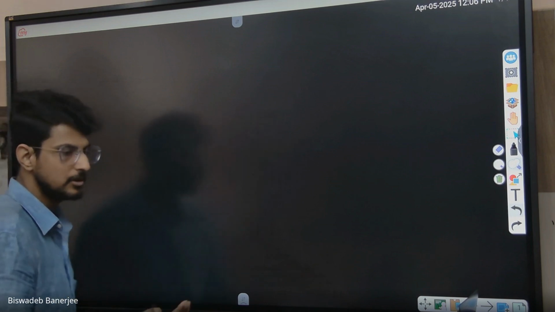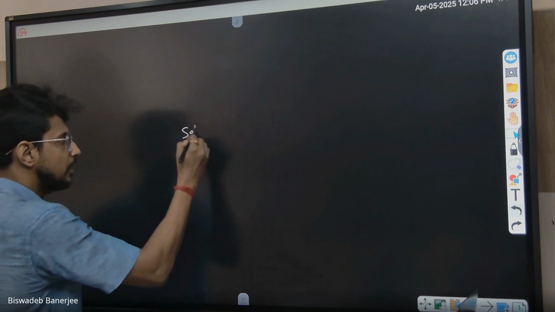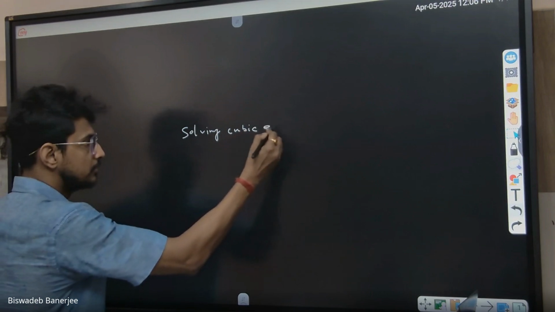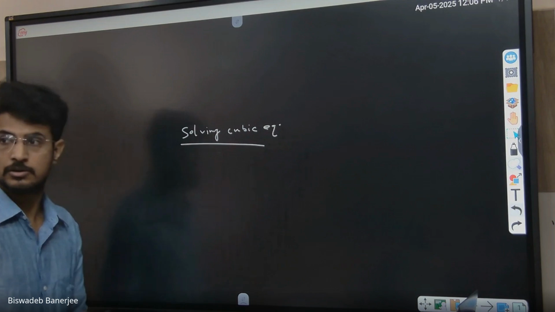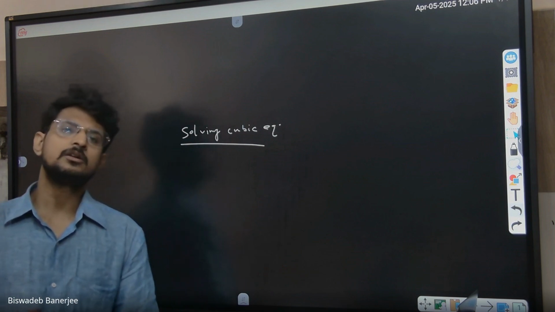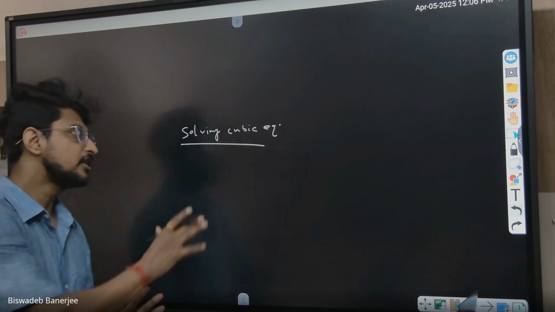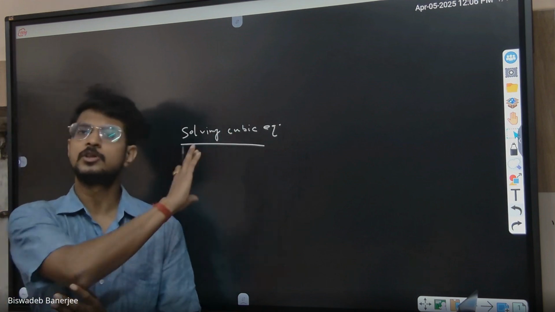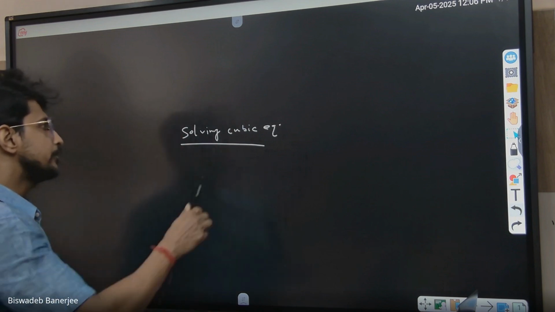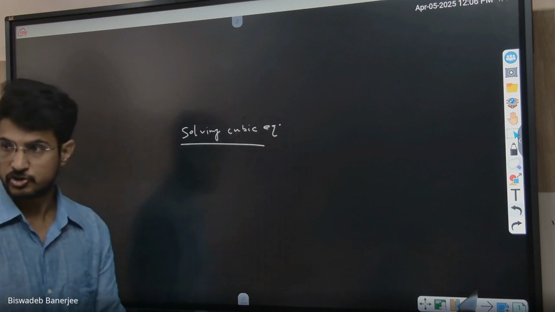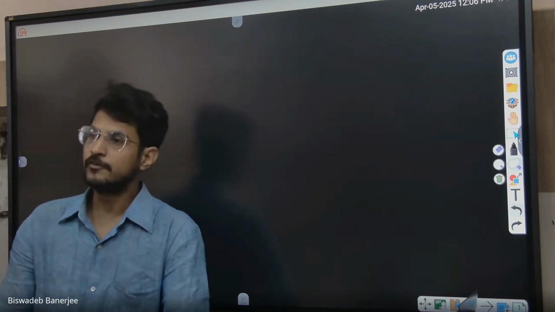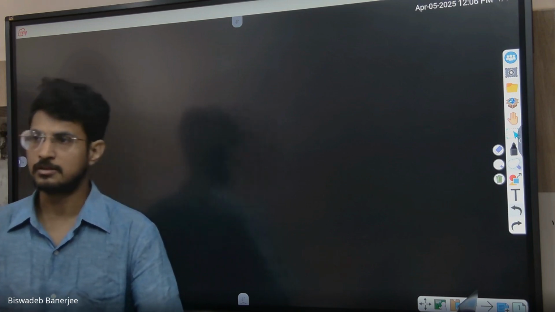So what is the purpose of Cardan's method? It is a method of solving a cubic equation where vanishing method does not fit, where vanishing method cannot be used. If we can't use vanishing method to solve a cubic equation, we shall solve this by Cardan's method. Okay, so what is Cardan's method? We shall start by solving an equation. Okay, we shall go through the concept by solving an equation by Cardan's method.